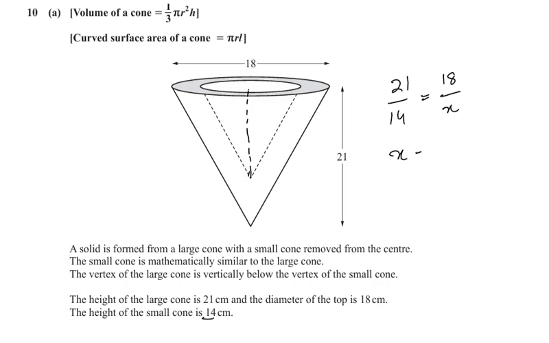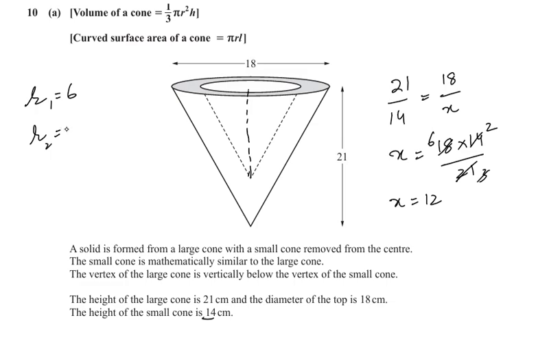And solving this, we get x equals 18 multiplied by 14 divided by 21. We get 7 2s are 14, 7 3s are 21, and 3 6s are 18. x is equal to 12. So the diameter of the smaller cone is now 12. As we have the diameters now, the radius 1, the radius of the smaller cone, will be equal to 6, and radius 2, the radius of the larger cone, will be 9 centimeters.